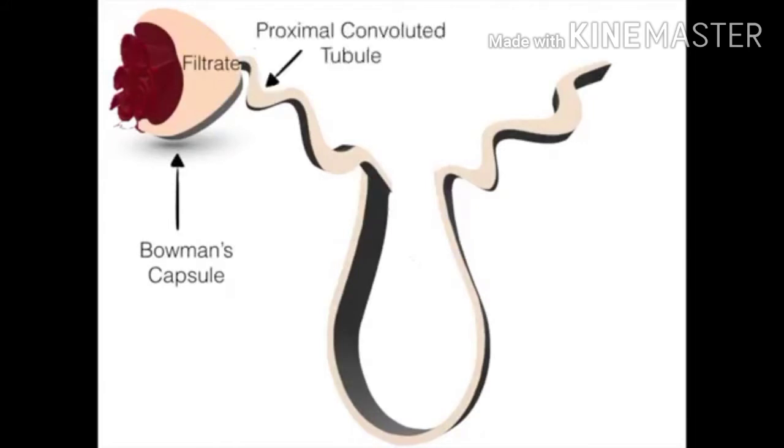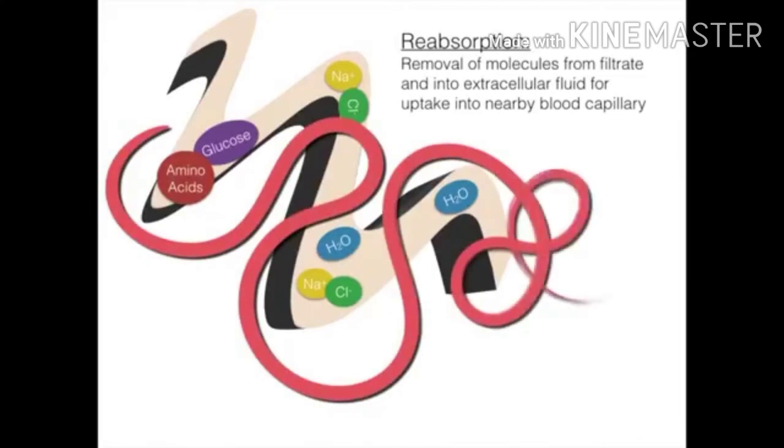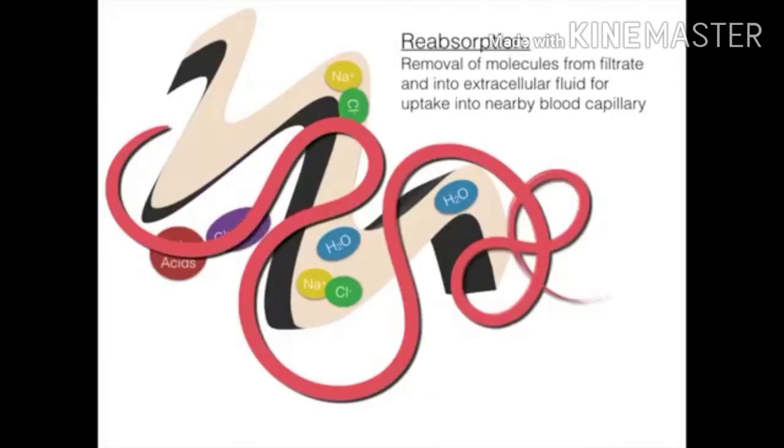When small molecules leave the blood through the fenestrations, they enter the Bowman's capsule and collectively form a substance called filtrate. It is the job of the Bowman's capsule to collect this filtrate and send it on to the next part of the nephron, which is the proximal convoluted tubule. The proximal convoluted tubule is the major site of nutrient and ion reabsorption. Reabsorption entails the removal of molecules from the filtrate and into the extracellular fluid for uptake into a nearby blood capillary. In the proximal convoluted tubule, 100% of all glucose molecules and amino acids in the filtrate are reabsorbed back into the blood. In addition, approximately 60% of all ions are reabsorbed.